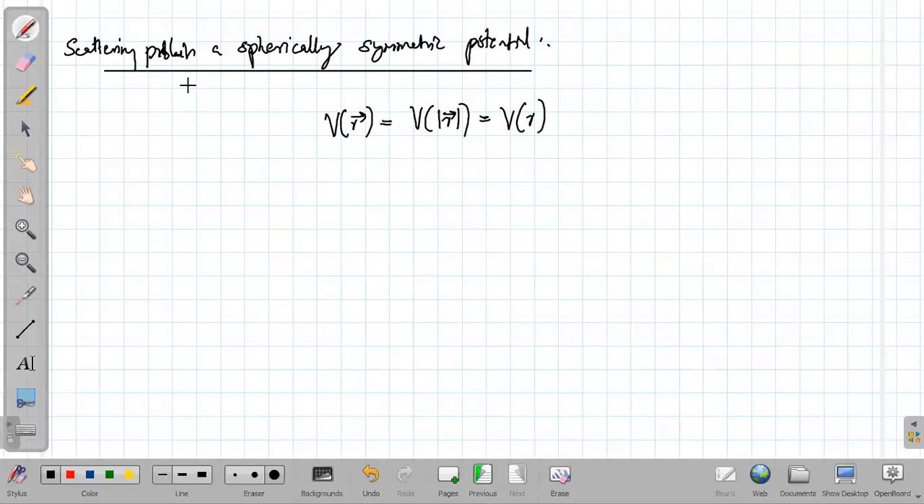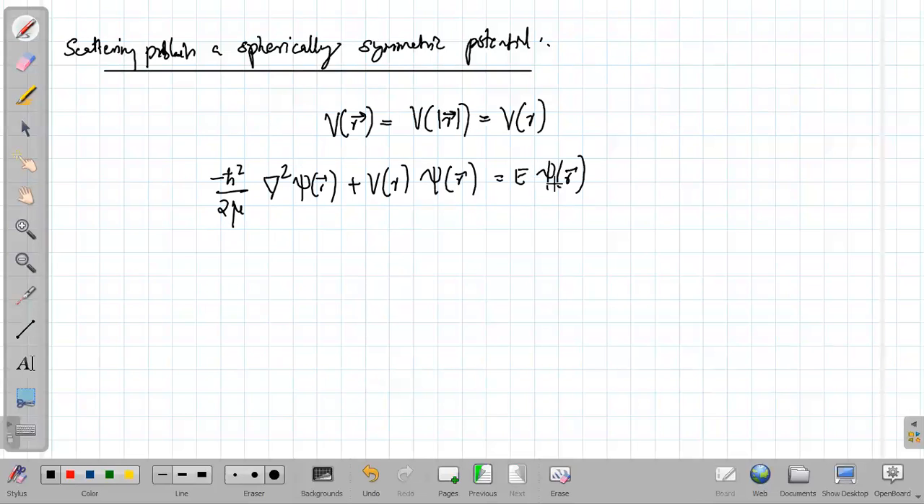So if you have a scattering problem with a spherically symmetric potential, what would be the corresponding Schrodinger equation? I can write minus h cross square upon 2 mu del square psi(r) plus V(r) psi(r) equals E psi(r). I have already used the assumption that the potential is spherically symmetric. Now, how will you write del square?